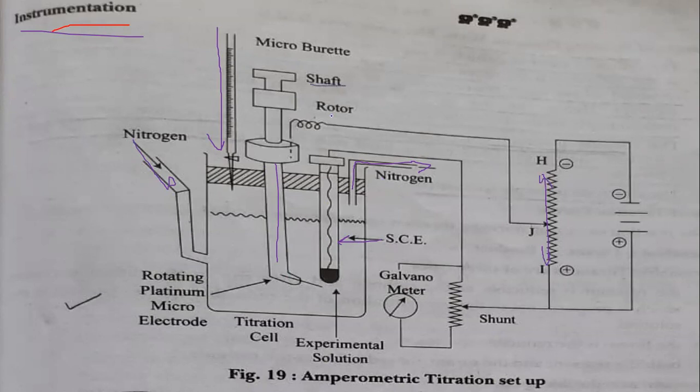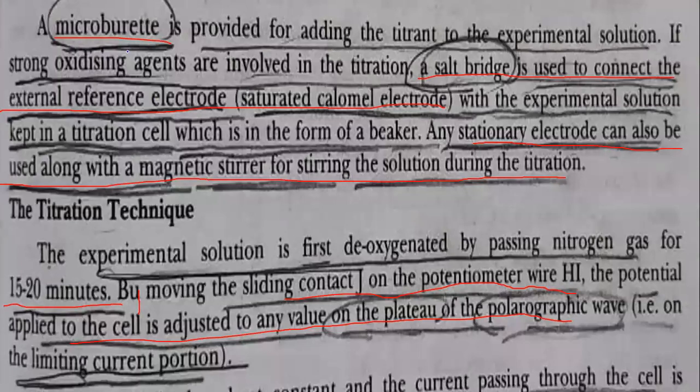Okay, here is a shaft, and here is a motor or rotor. We can say in microburette. Here it is the experimental solution, the titration cell in which the solution is kept. Now see, a microburette is provided for adding the titrant to the experimental solution. Just like we use a burette, there is a microburette.